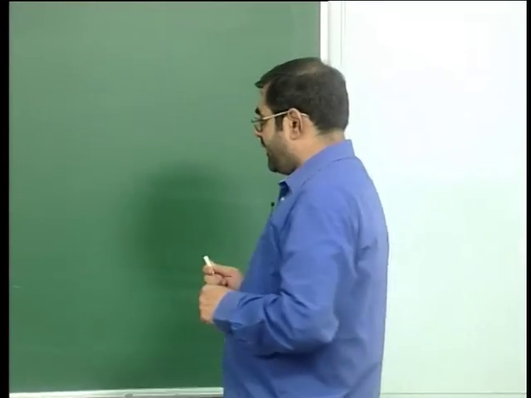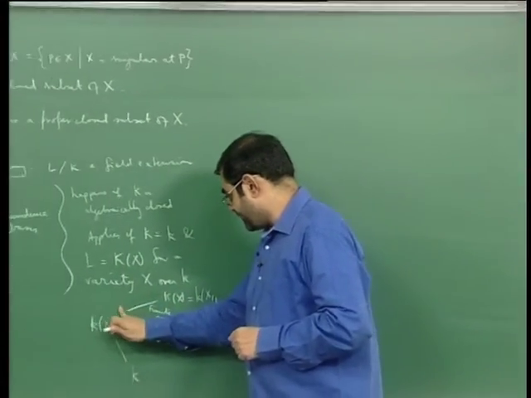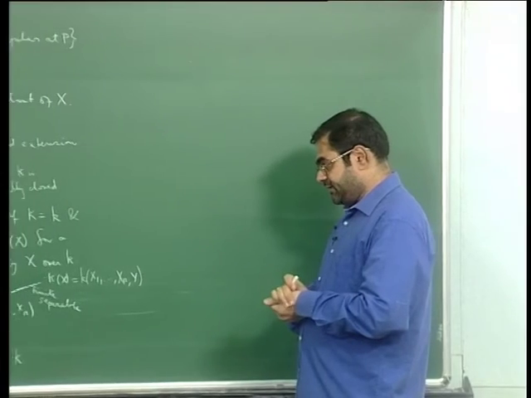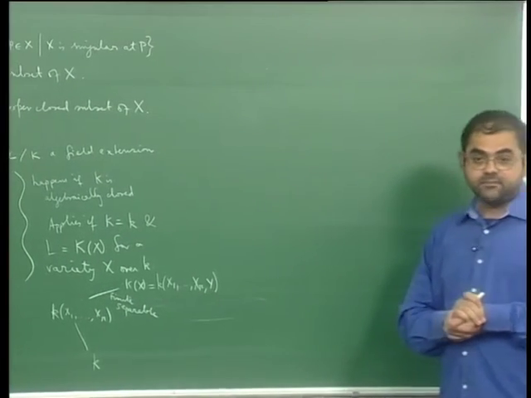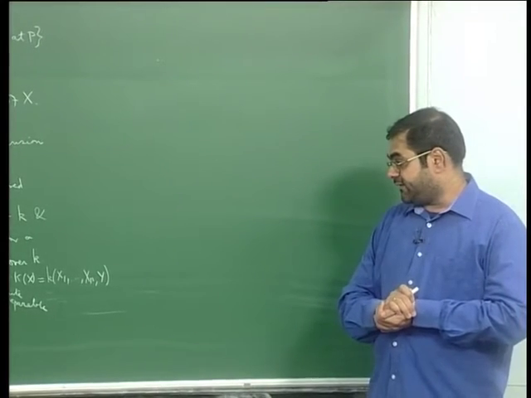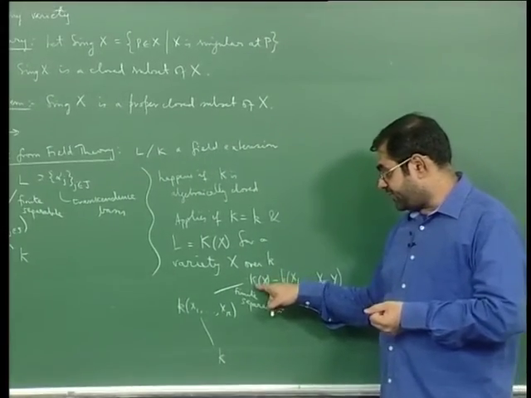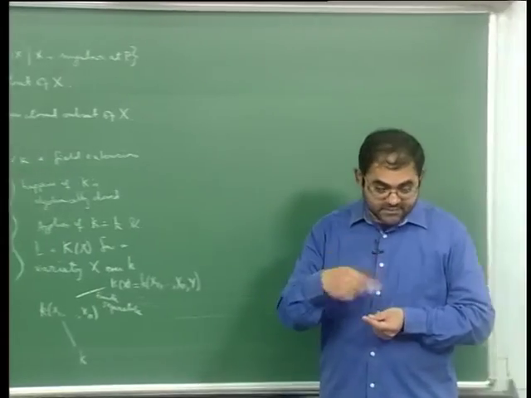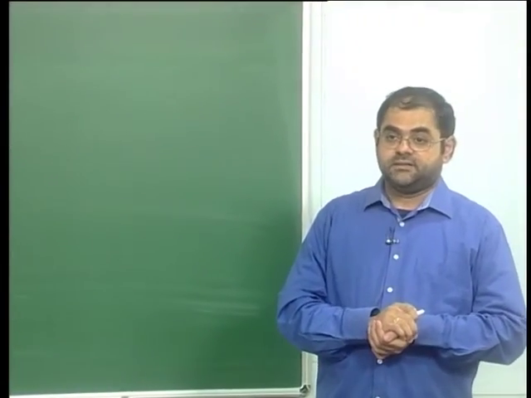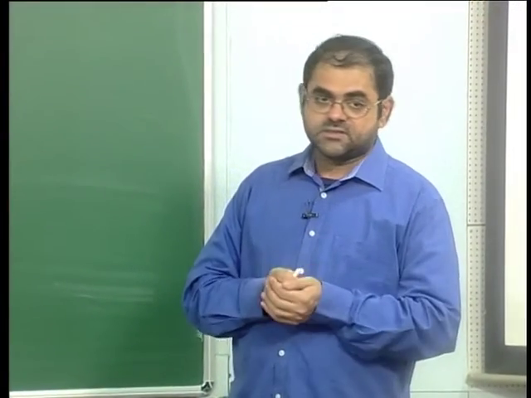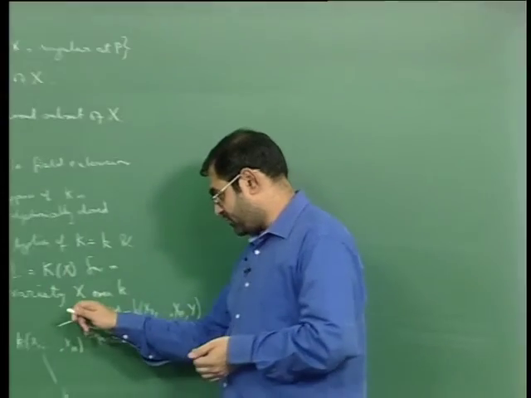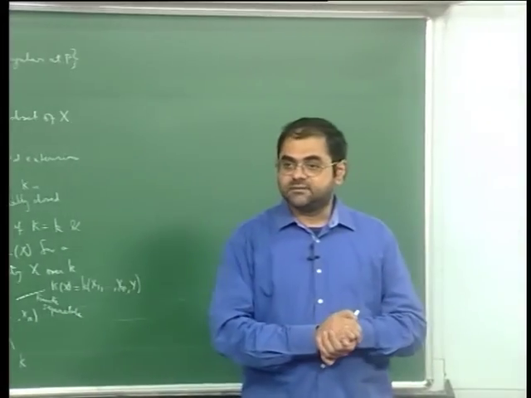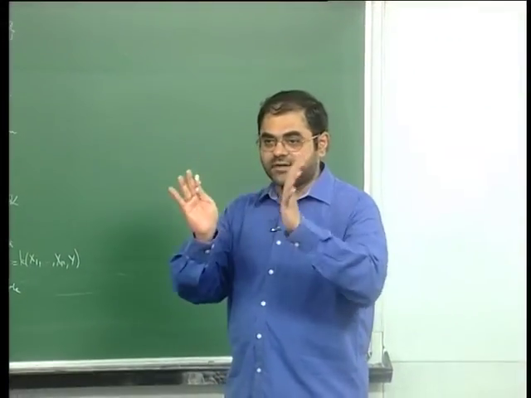And in fact, the theorem of the primitive element says more. It says that if you take a set of finitely many generators for this, then that primitive element is even a linear combination of those generators with coefficients coming from the smaller field. So the moral of the story is that you have a very nice description in terms of fields if you are working with the function field of a variety.